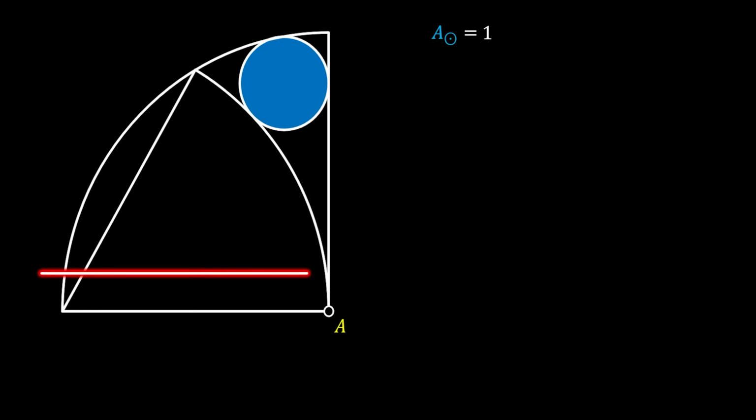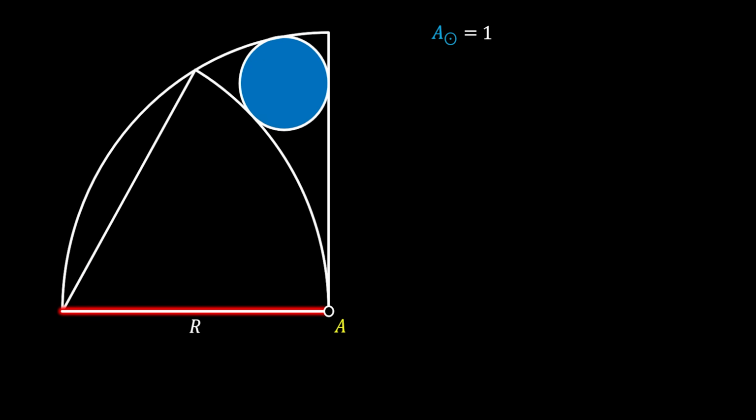So first, I'm going to isolate the value of the area of this small circle, and we're going to keep this value for later. Then I'm going to label the center of our quarter circle as A, and I will label the radius of this quarter circle as capital R.